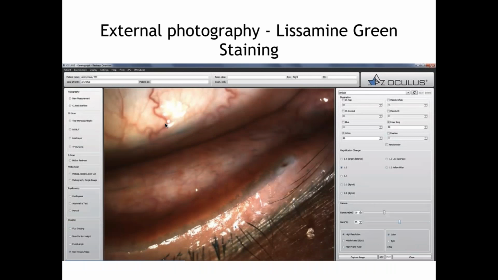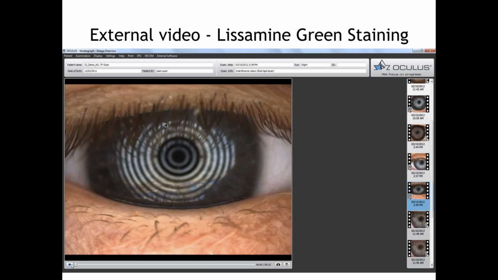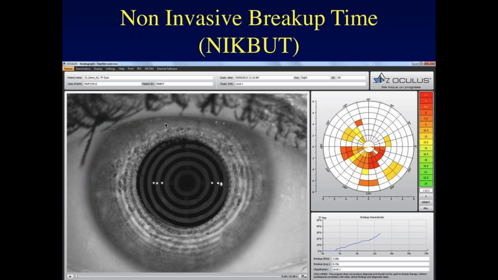Lissamine green is valuable in terms of knowing where the keratin is, knowing the line of marks, knowing where the friction is taking place. So a lot of value to having that information. As Dr. Brimer talked about, I think one of the most favorite tools is non-invasive breakup time.